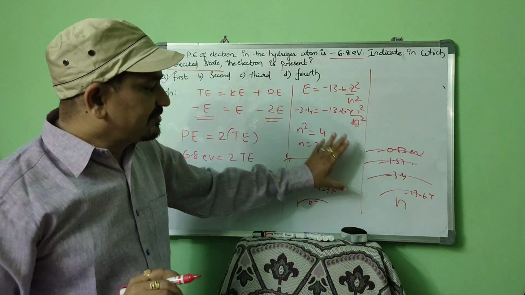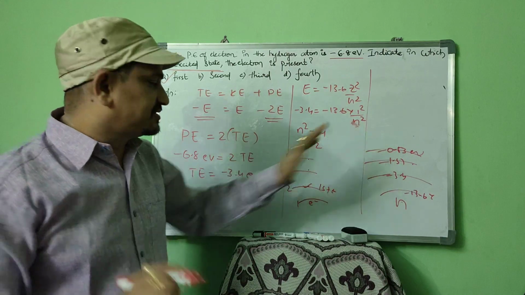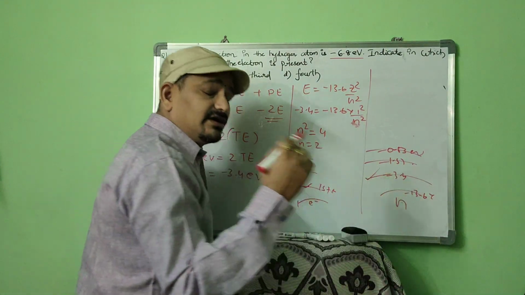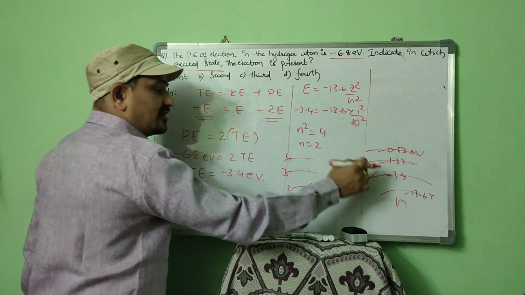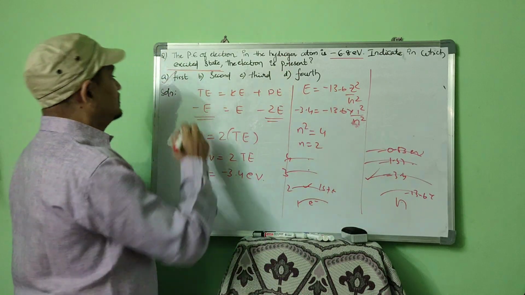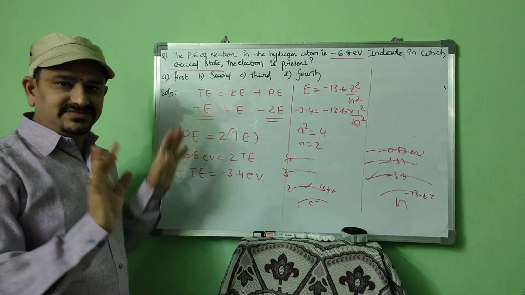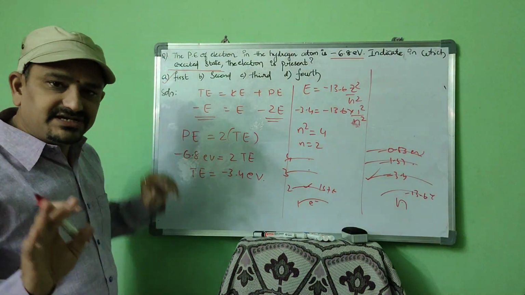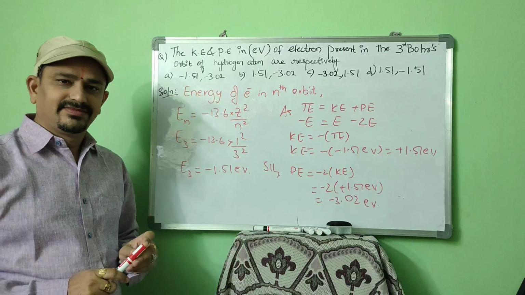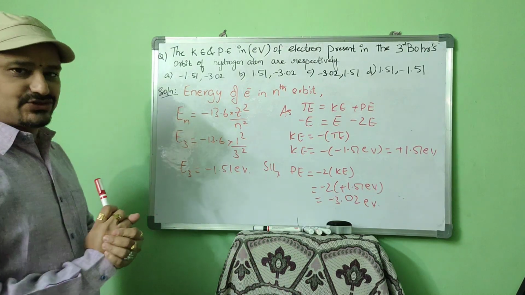In this way, if you remember these 3-4 values at least for hydrogen, you can directly answer by getting the value as the second orbit. The second orbit is the first excited state for hydrogen. So in that way also, the excited state is the first excited state. Understood? This is the explanation given for this question. Right? So this is our next question.